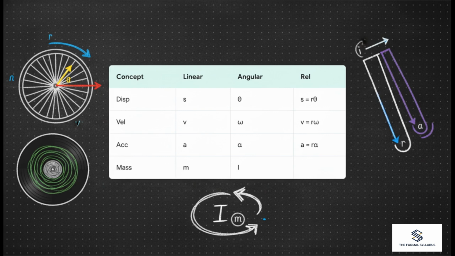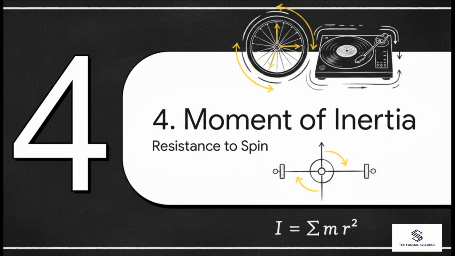And if you think about the relationship between them, the pattern is always exactly the same. The linear quantity equals the radius multiplied by the angular quantity. So the radius is acting as this perfect mathematical bridge connecting the straight line world to the spinning world. Oh, and mass, which is a measure of linear inertia, translates perfectly to I, which is the moment of inertia. Which brings us perfectly to Section 4, moment of inertia.